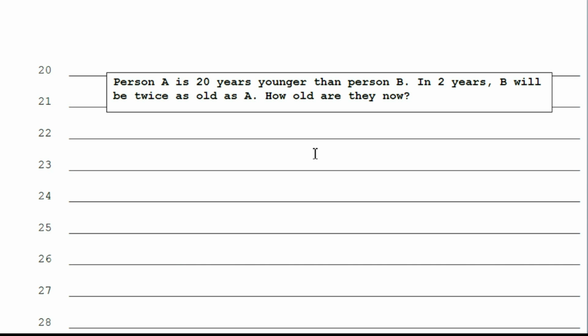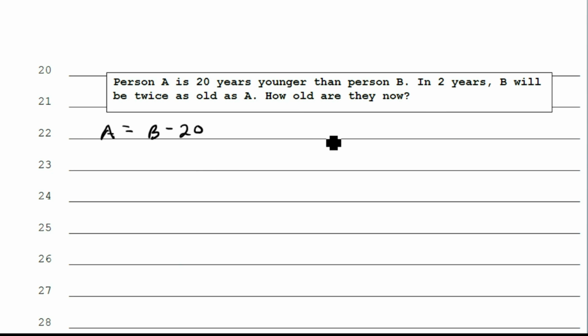Age problems are popular. Here's one. Person A is 20 years younger than person B. In 2 years, B will be twice as old as A. How old are they now? Let's start off with person A is 20 years younger than person B. So that means A equals B minus 20. And in 2 years, B will be twice as old as A. How old are they now?